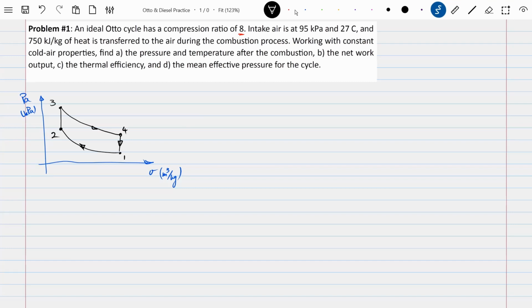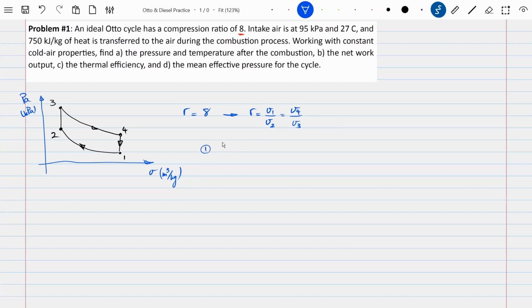Very good. So here, what we know is that the compression ratio, we usually show it with r, is 8. Keep in mind that compression ratio is actually volume of state 1 to volume of state 2. Keep in mind that volume 1 is equal to volume 4, and volume 2 is equal to volume 3. So depending on the problem, some, all, or none of these may be useful, but it is good to have them here just in case.